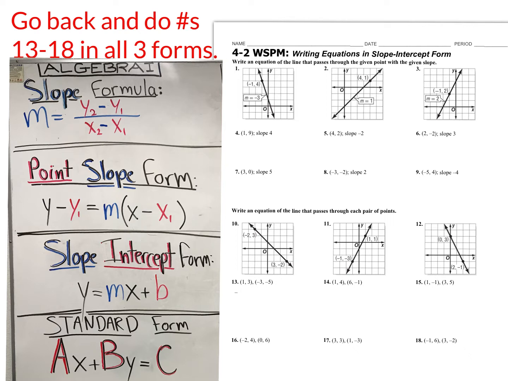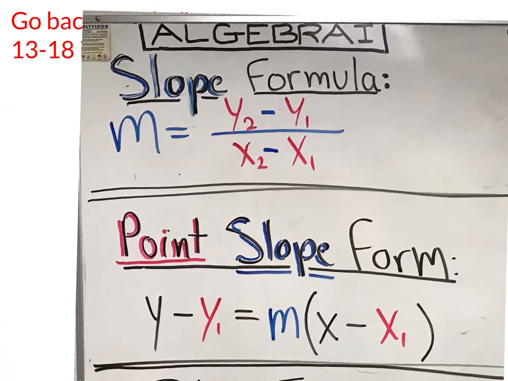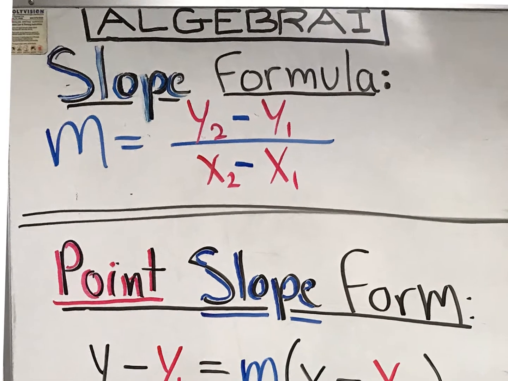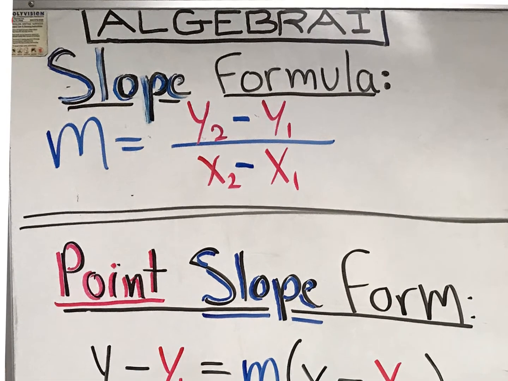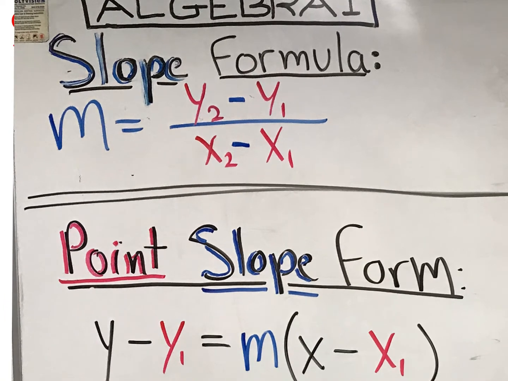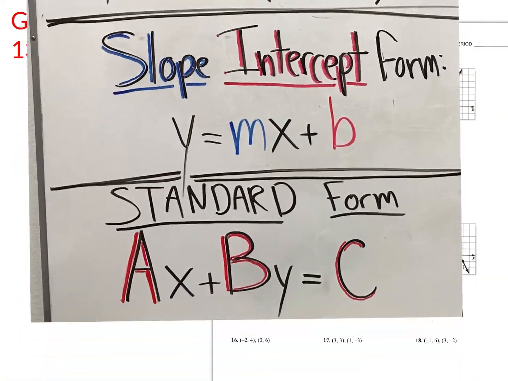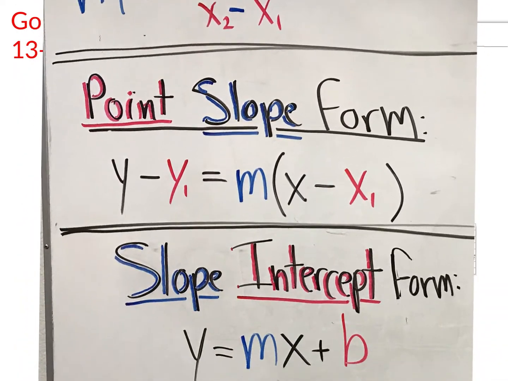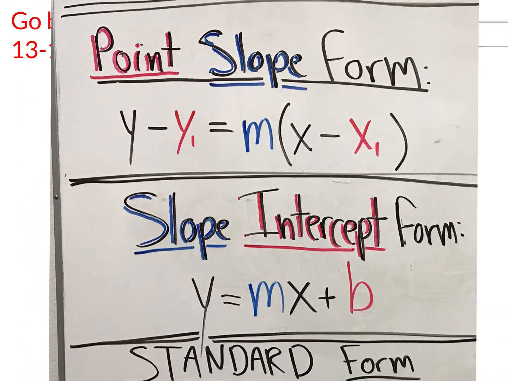On our board, we have all the different forms and formulas that we need. Right here in the front, we have the slope formula, m equals y2 minus y1 over x2 minus x1. And then we have different forms. We have point slope form, slope intercept form, and standard form. The reason why I put them in this order is because it'll help you on the tests, right?